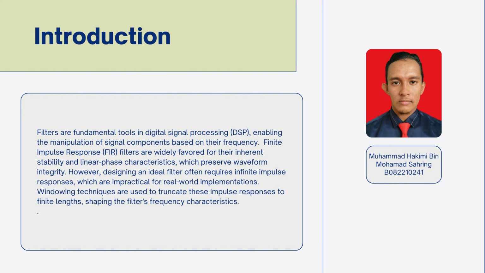However, designing an ideal filter often involves an infinite impulse response, which is impractical for real-world implementation. To address this, windowing techniques truncate this infinite response to a finite length, shaping the filter frequency characteristic. This video will focus on two such windowing methods, the rectangular window and Bartlett window, examining their design process, frequency response, and practical application. The aim is to evaluate their trade-offs and guide the selection of the most appropriate windowing method for different scenarios.